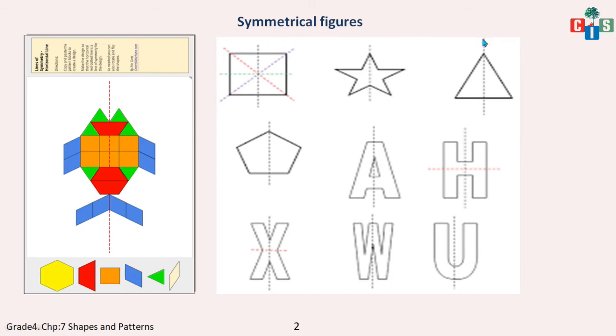Now this triangle is also a symmetrical figure if you fold it on the dotted line. This is 1, 2, 3, 4, 5 sides, so it is a pentagon. If I fold it on this dotted line, it will be a symmetrical figure. This is the line of symmetry for the alphabet A. H has two lines of symmetry, vertical and horizontal. If folded on this basis, both parts will be the same. Now X will also have two lines of symmetry. W will have only one line of symmetry.